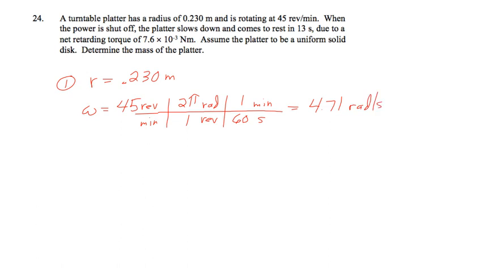All right, so I have the omega, which would represent the original angular velocity because that's how fast it's going. The power shut off and the platter slows down and comes to rest. So we know the final angular velocity is 0 radians per second. And it does that in 13 seconds. So I have to do a rotational kinematics problem to get the alpha. If I know these 3 facts, I can use them to get the alpha.